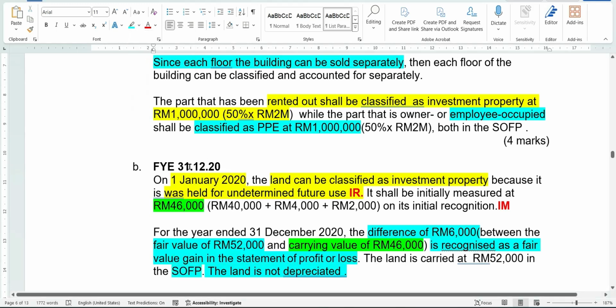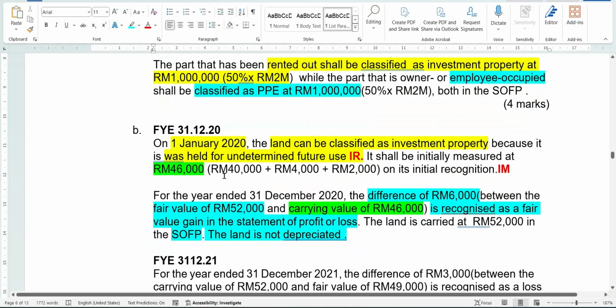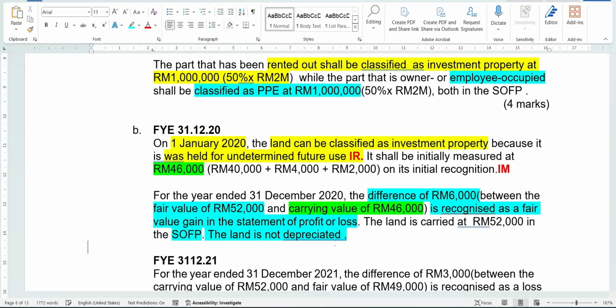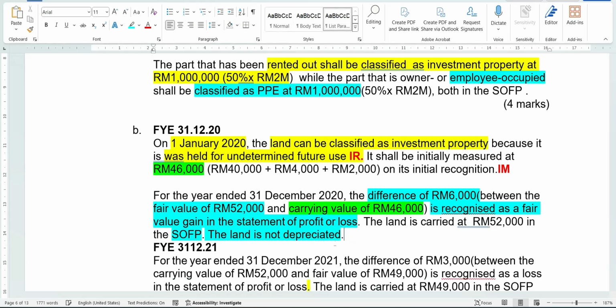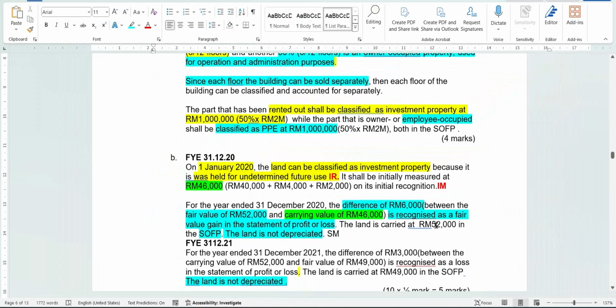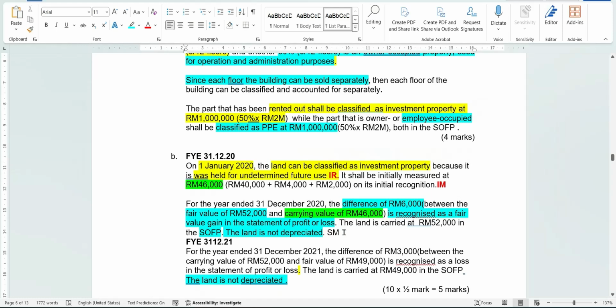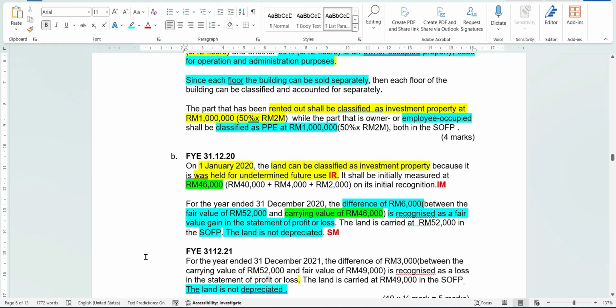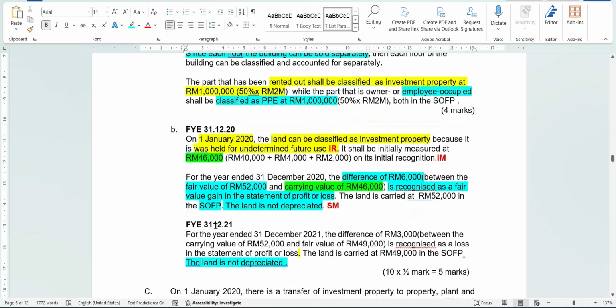Now we go to the second year. For the second year, initial measurement and initial recognition are not needed. You just need to explain the subsequent measurement. SM, I put here SM because that denotes subsequent measurement, and I put red to highlight. You are going to repeat the same thing for the second year. I have already separated the 31st December 2020 and 31st December 2021.